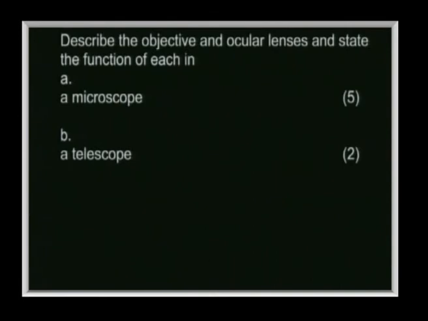Question 4.4 asks us to go and describe the objective and the ocular lenses and the function of each in the microscope and the telescope respectively. Now remember, the microscope is used in the lab. There we go and look at very small particles that can be enlarged. The telescope, on the other hand, is used outside to go and look at the heavenly bodies, the skies, the stars, the universes that are beyond. So for each one of these, they have an ocular and an objective, but they have different functions.